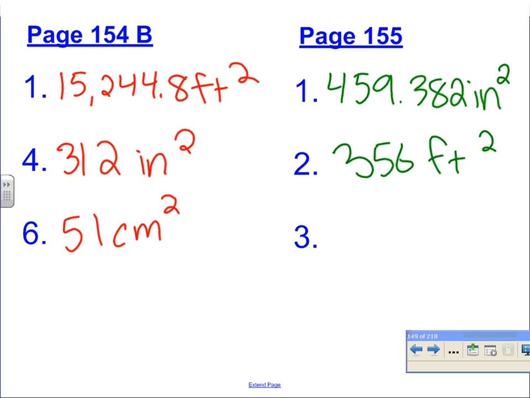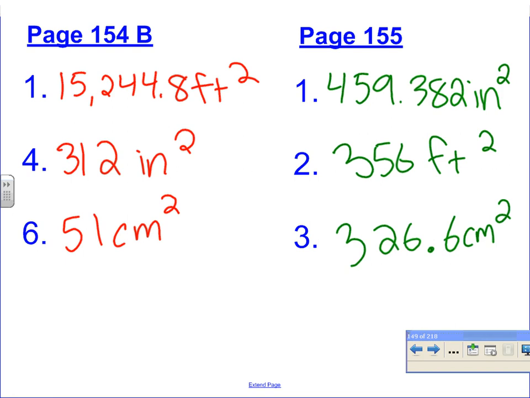Nathan, you want to do number 3? Thank you. Good. 326, did you have a point something? Good. 0.56, I'm going to round it to 0.6 centimeters squared. Okay, so take a look at those. Make sure you've checked them. Gio, what question do you have?